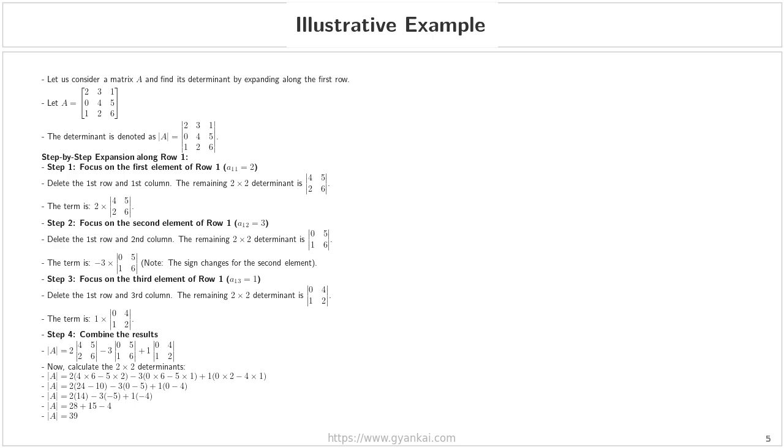Plugging these back into our expression, we get 2 times 14, minus 3 times negative 5, plus 1 times negative 4. This simplifies to 28 plus 15 minus 4. Adding 28 and 15 gives us 43, and subtracting 4 leaves us with a final determinant value of 39.